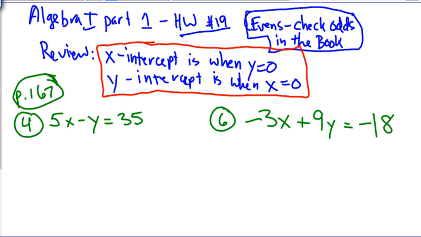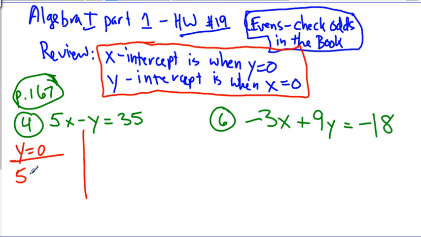So let's go down and I'm going to show all my work. They don't want us to graph this yet. Later on they do. And again, before I get going, I'm doing the evens, and you guys can check your odd answers in the back of the book. Okay, so first, let's let y equal 0. Find out what we get when I let y equal 0.